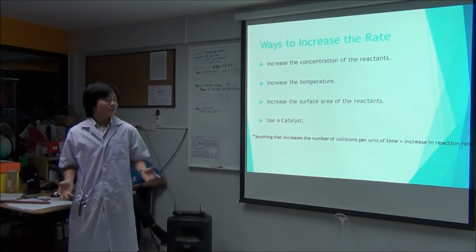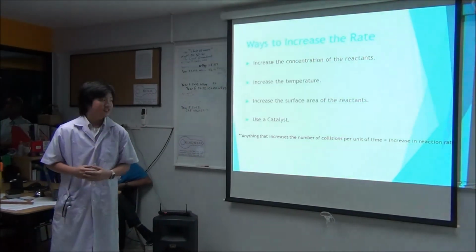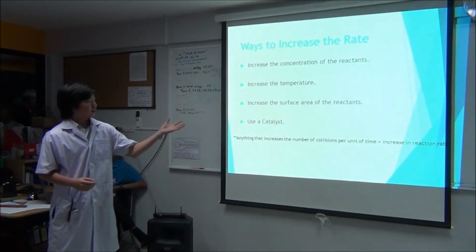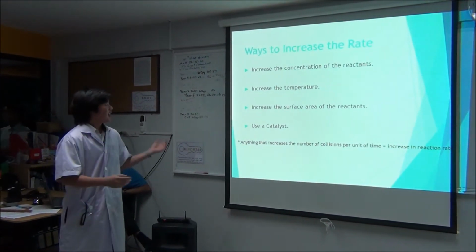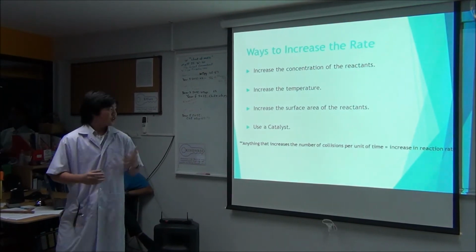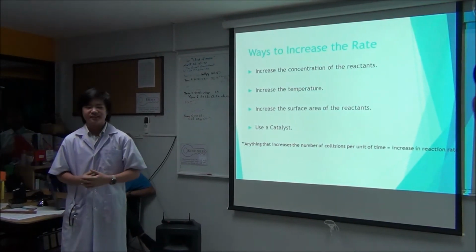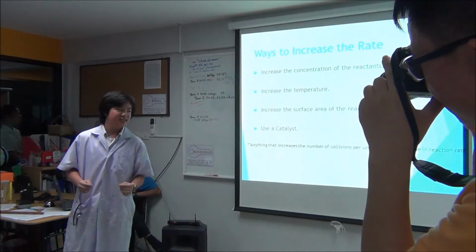So, there are several ways to increase the rate of reaction, like increasing the concentration of the reactant, increasing the temperature, increasing the surface area of the reactant, and also adding a catalyst.